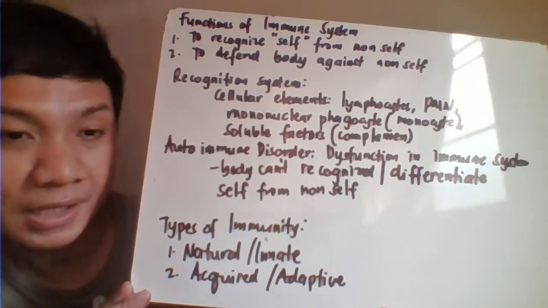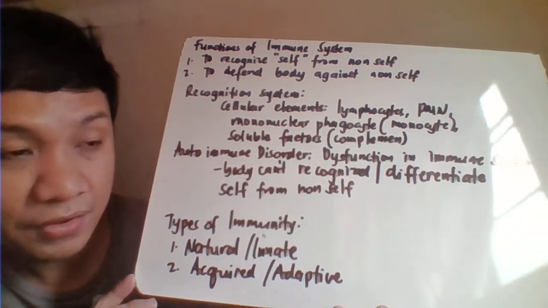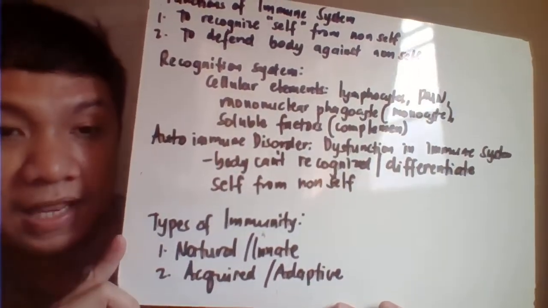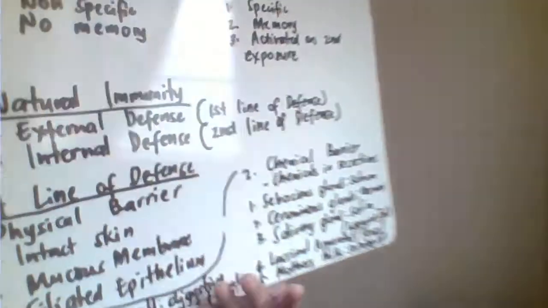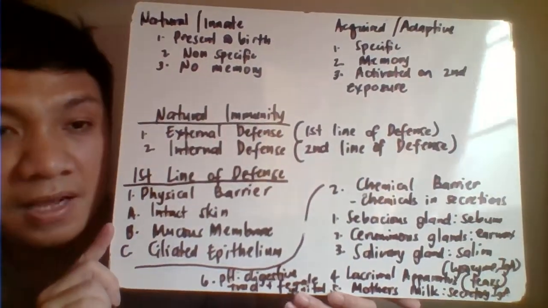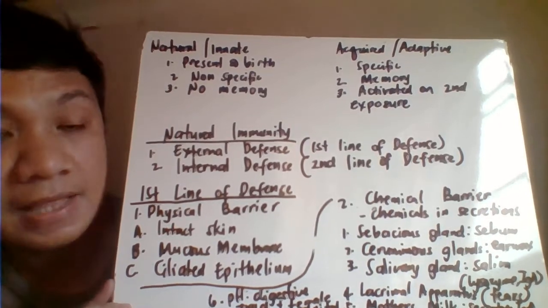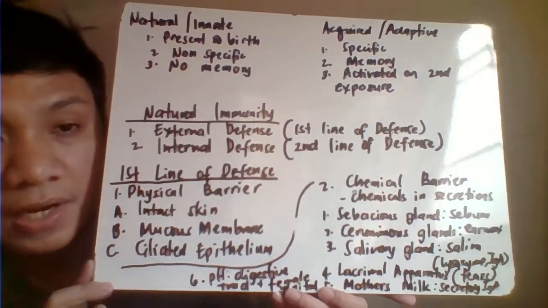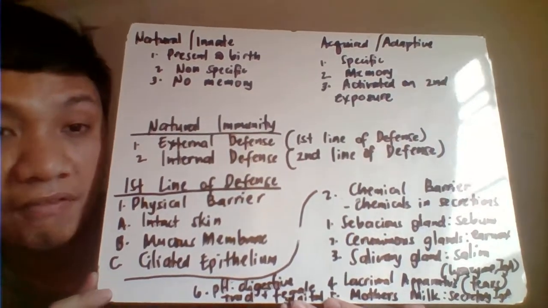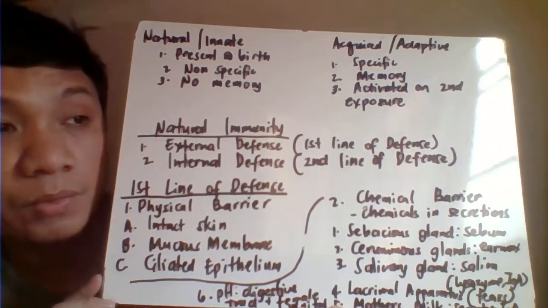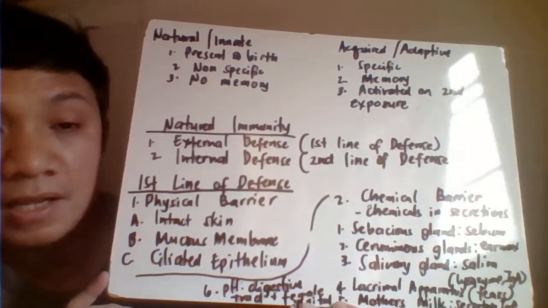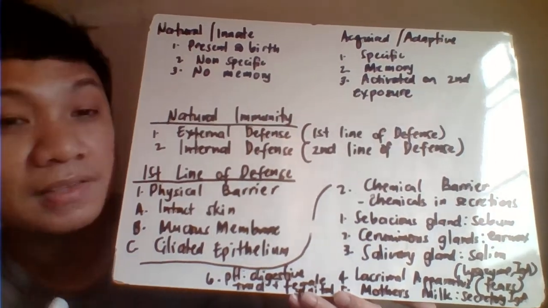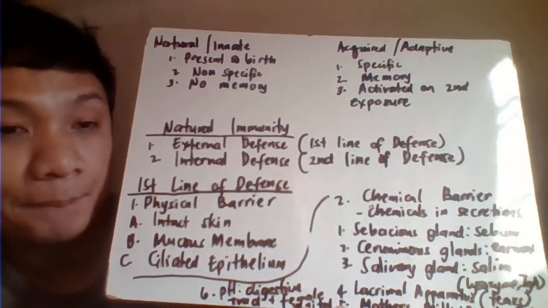Okay, now we go to the types of immunity. We can have your natural or the innate immunity, and we have also your acquired or adaptive immunity. So we have here the difference between natural or innate immunity versus acquired or adaptive immunity. Natural or innate immunity has the following characteristics. This is a type of immunity which is non-specific. Pag sinabing non-specific, it tries to react or eliminate the pathogen regardless of the pathogen that enters your body. Hindi siya namimili.